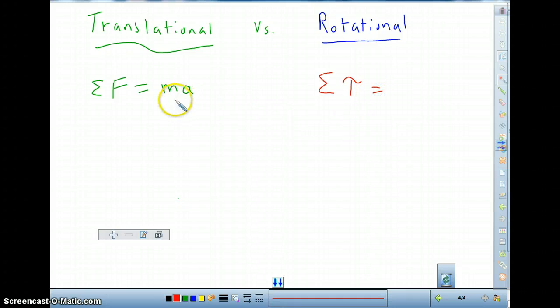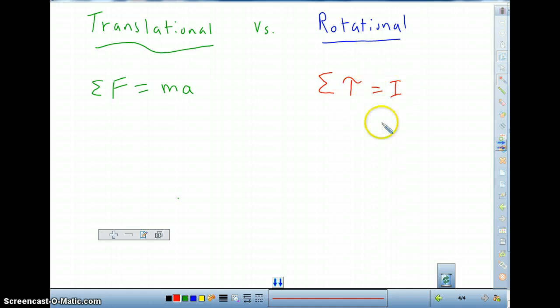And instead of mass, remember when you rotate an object, the ease or difficulty of rotating an object or changing its rotation if it's already rotating is not just due to mass, but mass and mass distribution. And we called that the moment of inertia, and it is I.